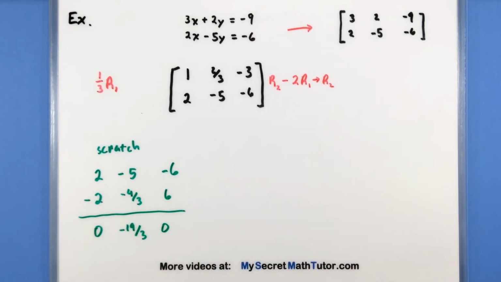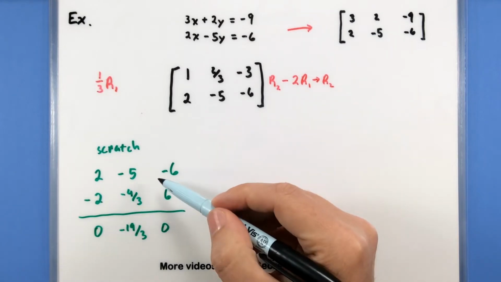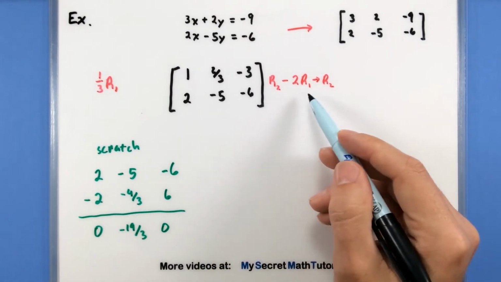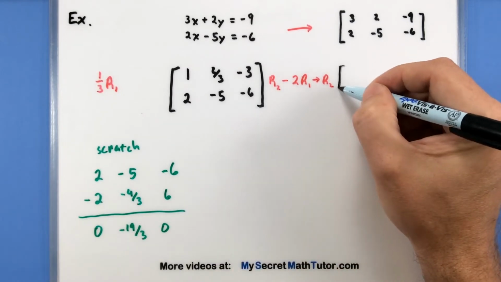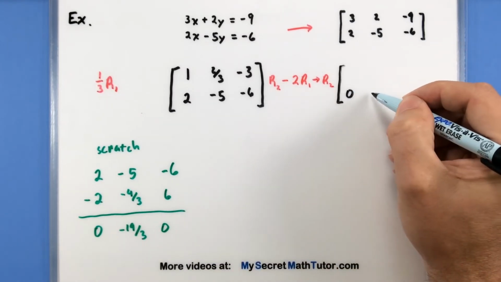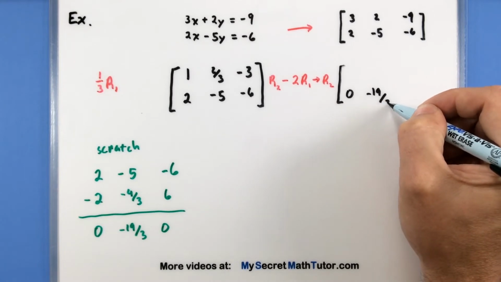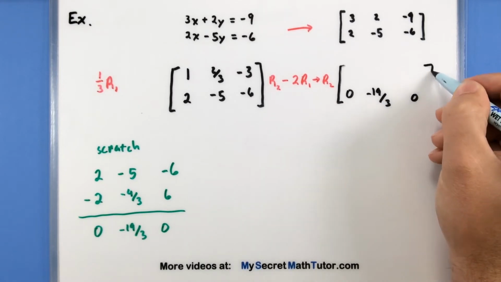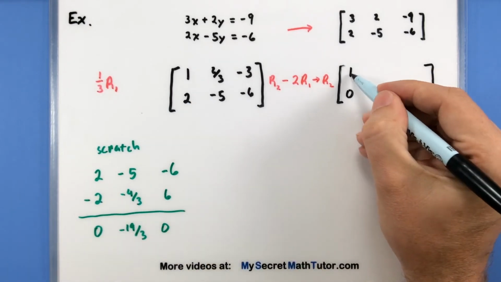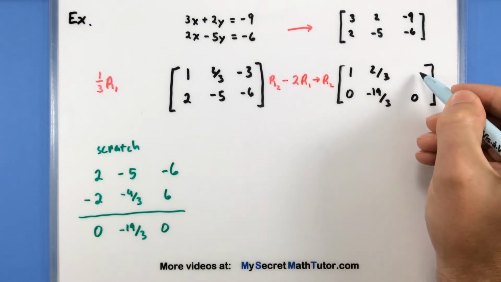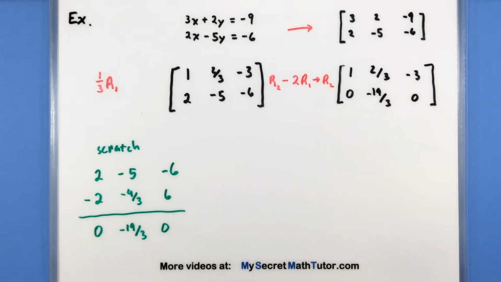There we go. So this little scratch work tells me how these will combine, and this result gives me the new row 2. So I can just go ahead and write that in as my row 2: 0, negative 19/3, and 0. That looks pretty good. We haven't done anything to the first row, so we'll just go ahead and copy that down. And this thing is getting a little bit closer to actually being solved. It's looking better and better.